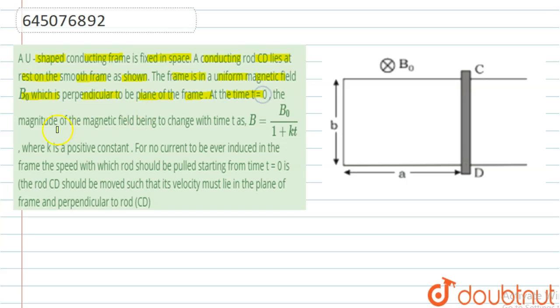At the time t equals 0, the magnitude of the magnetic field begins to change with time t according to B equals B0 upon 1 plus kt, where k is a positive constant. For no current to be ever induced in the frame, the speed with which the rod should be pulled starting from time t equals 0 is. So now let us calculate the value of this speed so that there is no current flowing in the frame.